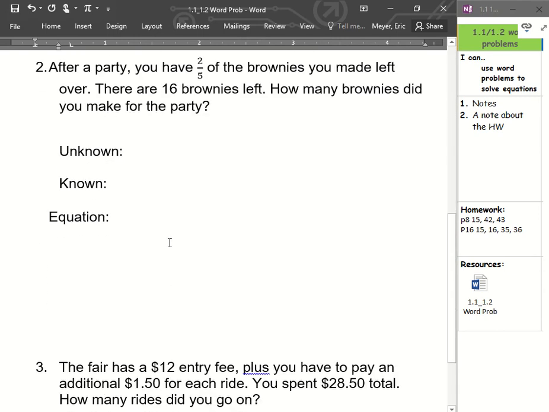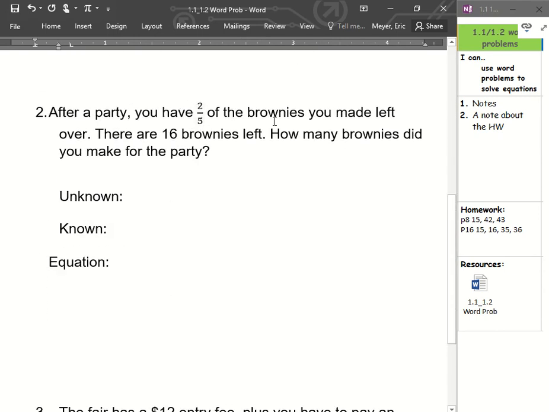Here we go with number 2. After a party, you have 2/5 of the brownies you made left over. There are 16 brownies left. How many brownies did you make for the party? What's unknown? The brownies, right? I said that it's a question. It's at the end. How many brownies did we start with?